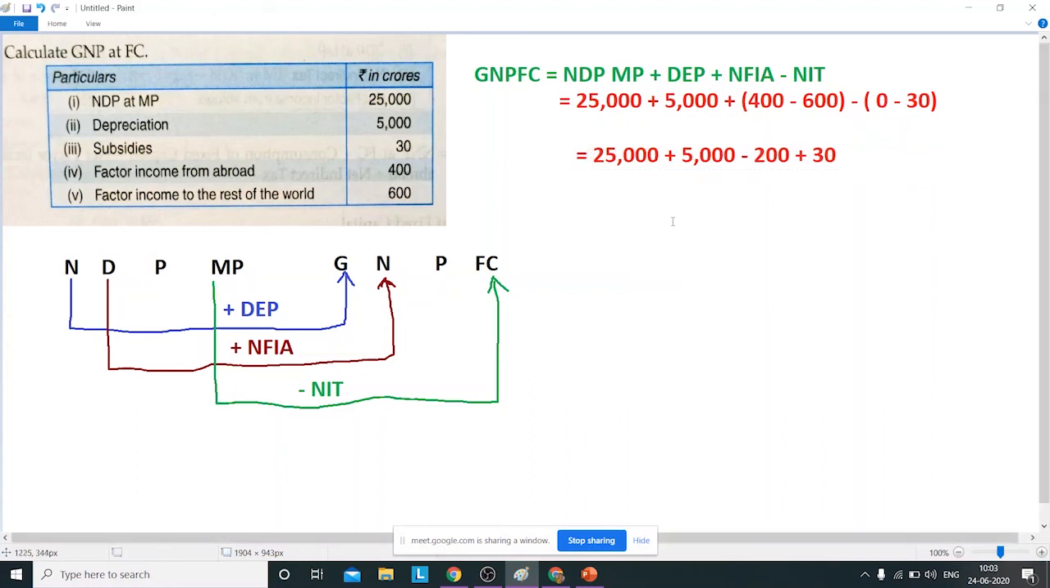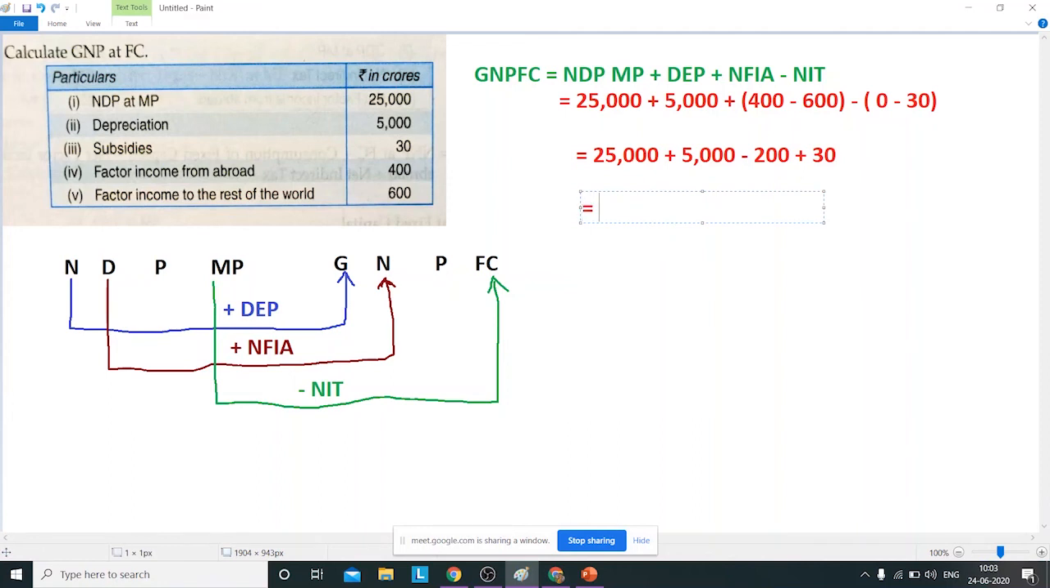Any doubts you can ask in this step. How plus turned into minus and how minus turned into plus. So for that purpose only we are putting it inside the bracket. Okay, I hope it's clear. Nobody is asking any doubt, so I'll proceed further. Is equal to 25 plus 5, 30,000. 30,000 plus 30 minus 200. How much is it? Calculate.